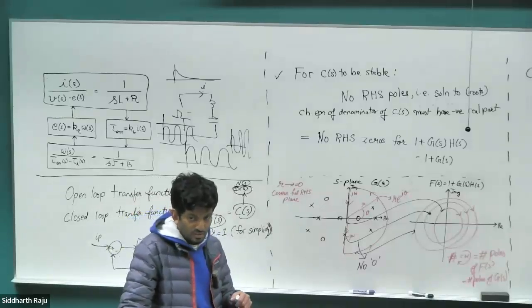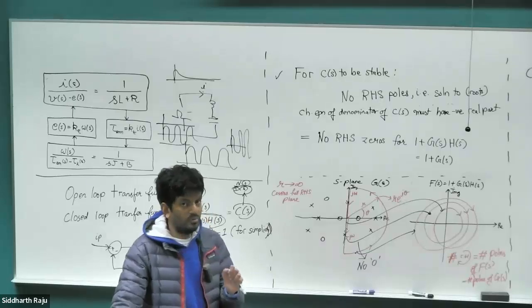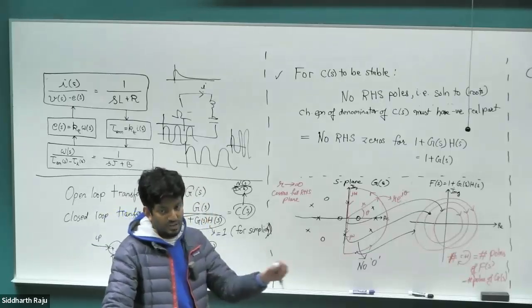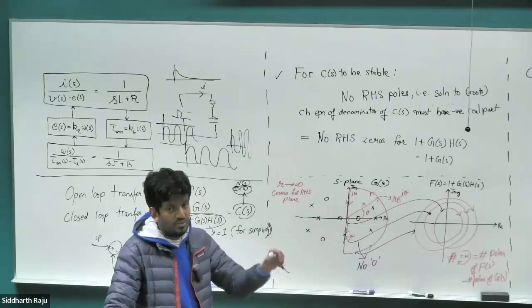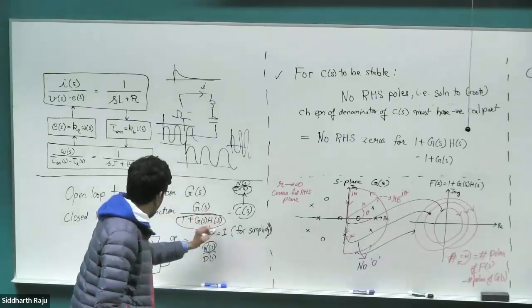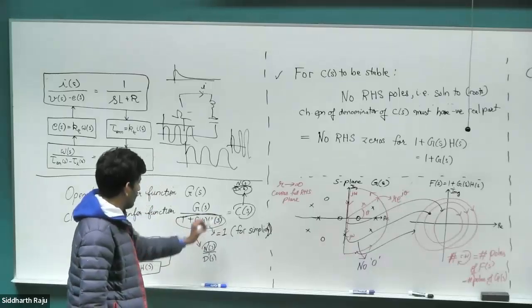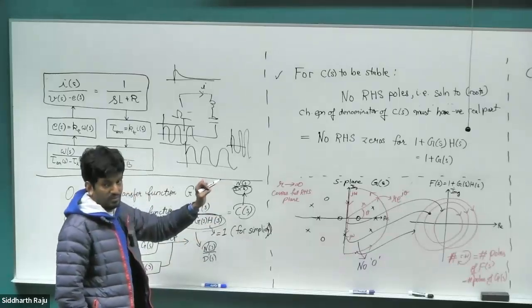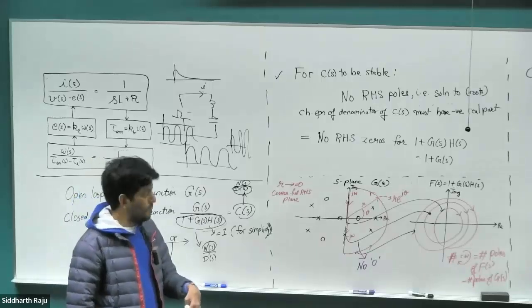For the closed loop system to be stable, 1 plus G of S can't have any right-hand plane zeros. G of S doesn't matter. So this term should not have any zeros. This N prime of S is not the same as this N of S, so adding one can change the poles to zeros.